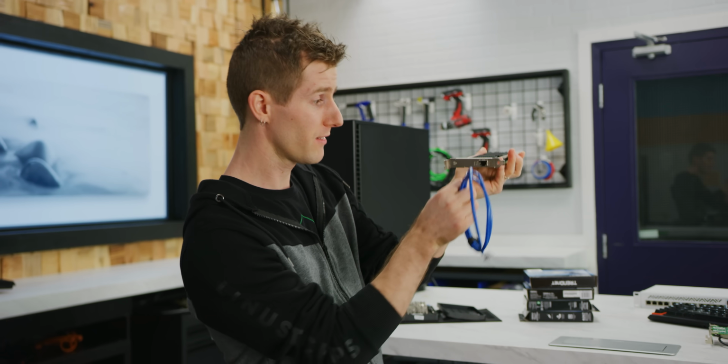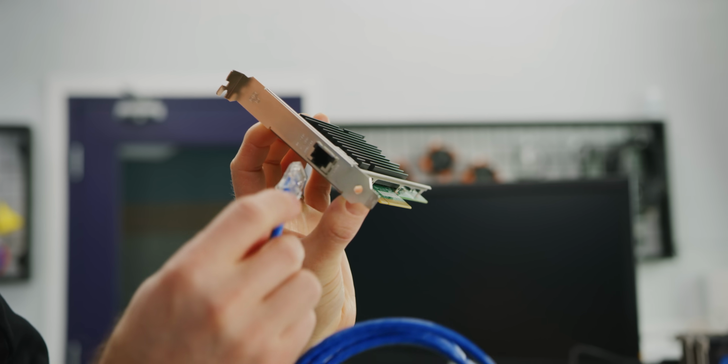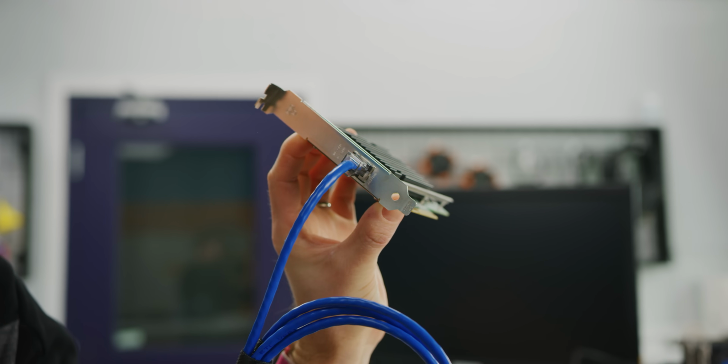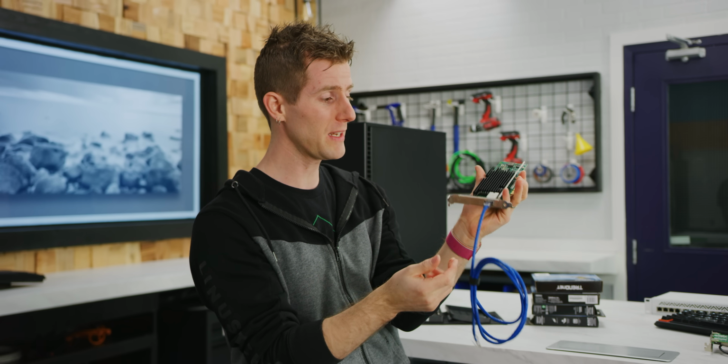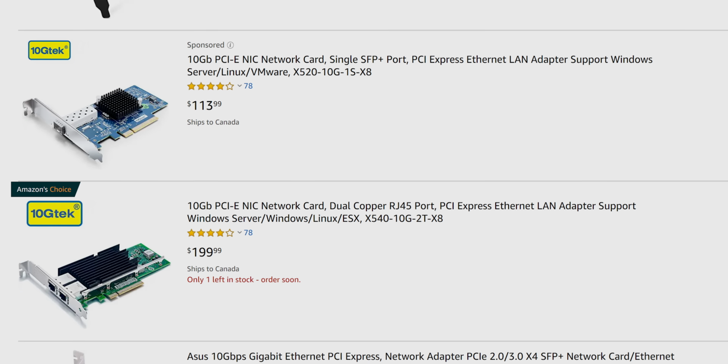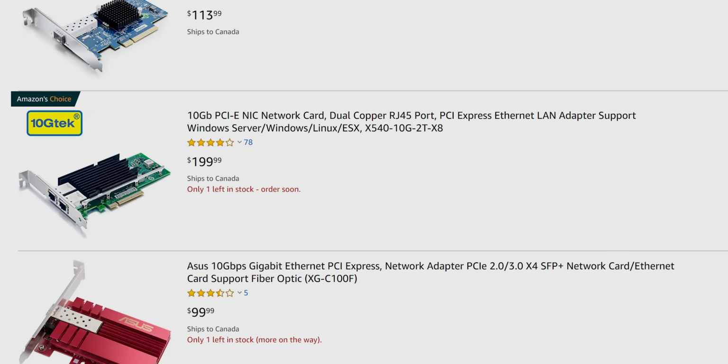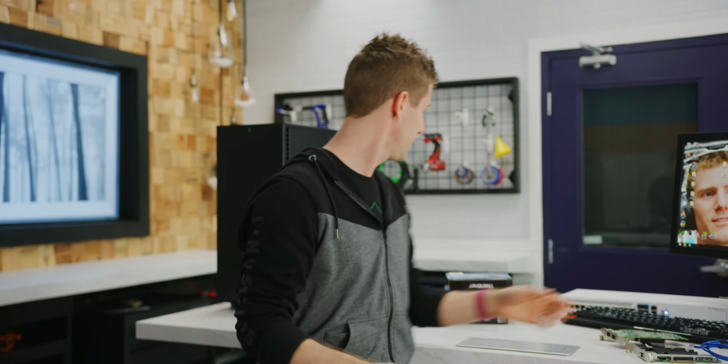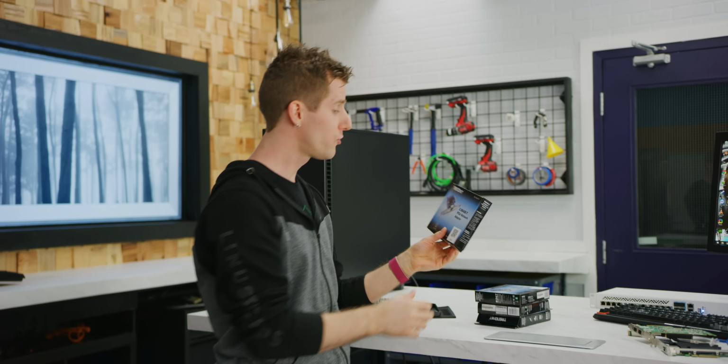Why don't you just get 10 gig network cards like this one that use RJ45 connectors like this? Well, the problem is what you save in the cables, you end up spending on the adapters, because 10 gig adapters are much more expensive. Bringing us finally to the subject of today's video.